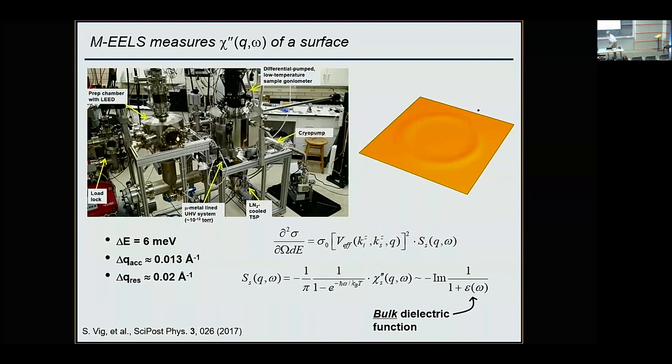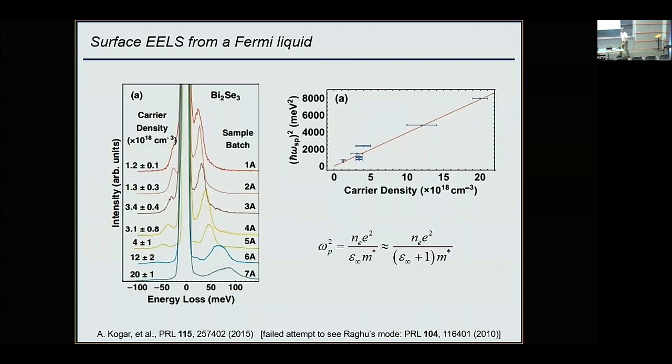It's by measuring the properties of a material through its surface. Okay, so every time I talk about strange metals, somebody says, have you ever done a Fermi-liquid? So I just add this slide now as standard. This is what a Fermi-liquid looks like. So this is bismuth selenide.